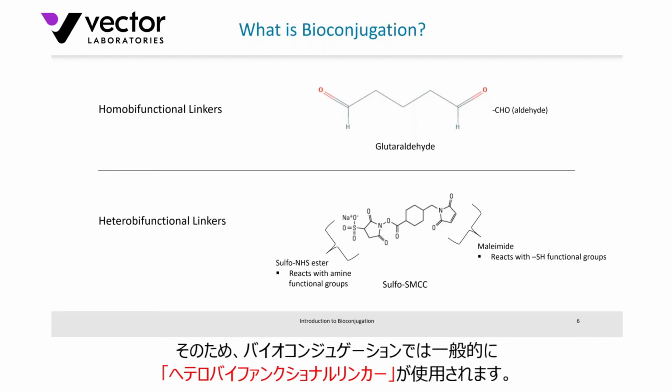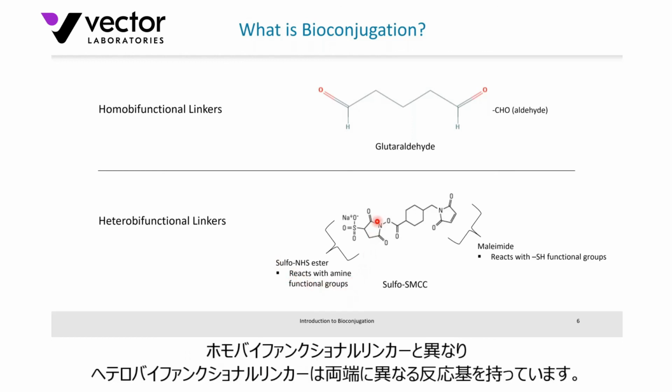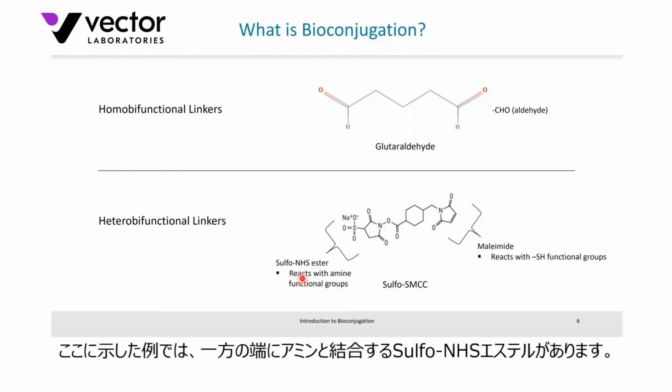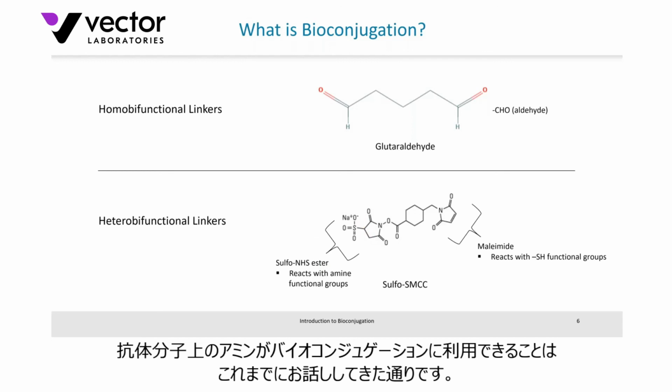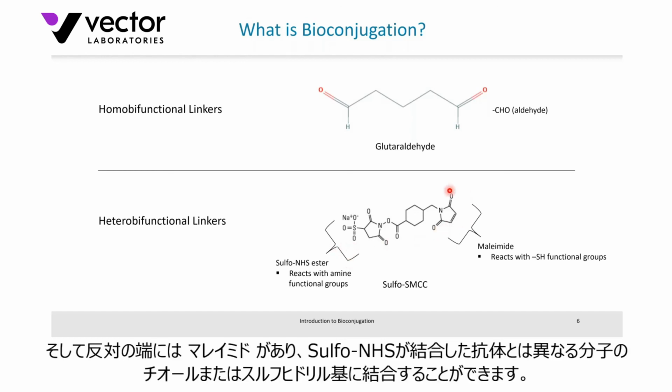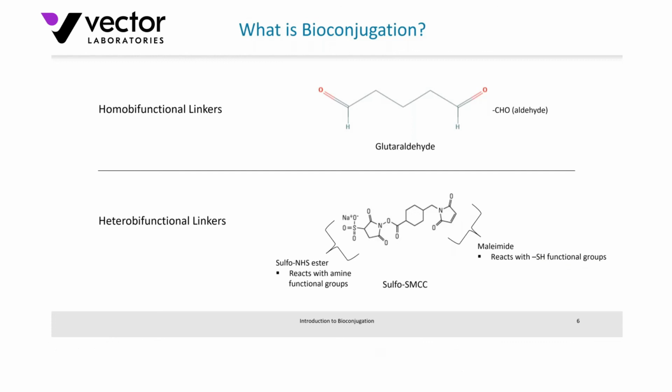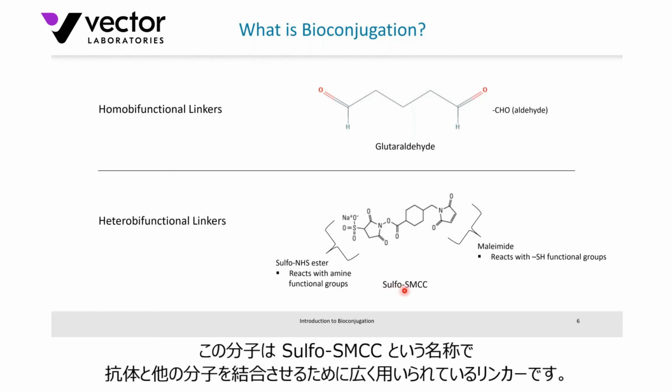So usually investigators use something called a heterobifunctional linker, which is different from a homobifunctional linker in that it has different groups at either end of the linker. The example here is a sulfo-NHS ester. This reacts with the amine functional groups. You can remember on a previous slide, we were talking about a functional group on an antibody. So this end here would bind to the antibody, and then it has a different end over here, this maleimide, that reacts with these thiol or sulfhydryl functional groups of a different molecule. So you can certainly then utilize this, and this is a molecule called sulfo-SMCC. You can certainly look at that. It's a very popular molecule for conjugating to antibodies and other components as well.